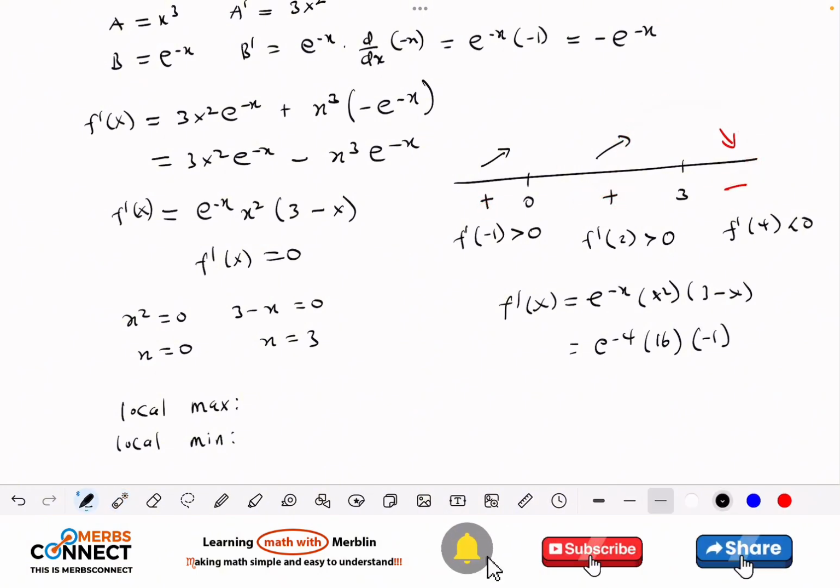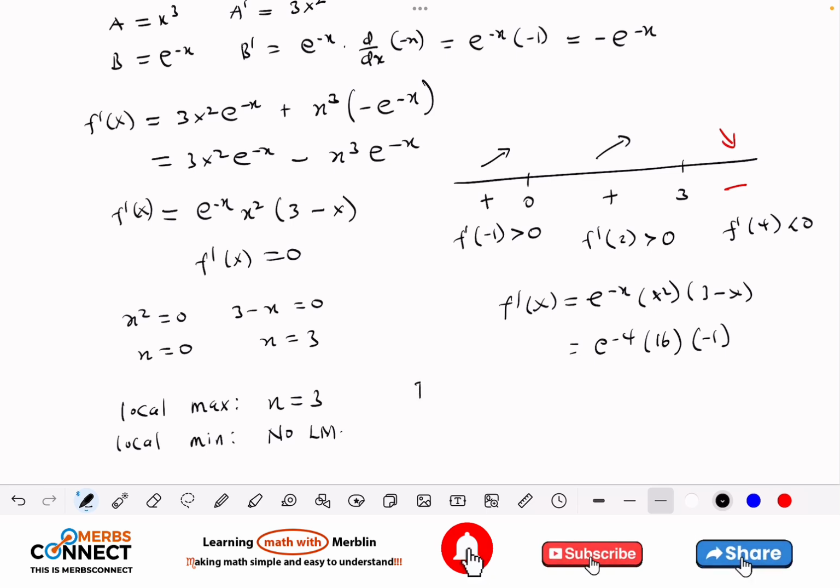So it means that x is equal to 3 is going to give us the maximum. Since we don't have minus, plus, it means that there is no local minimum. So no local minimum, right? We don't have any x value that will minimize the graph. So that's what you're going to get.